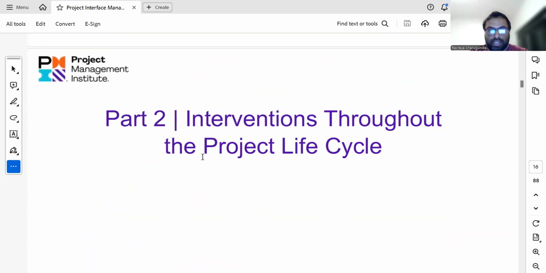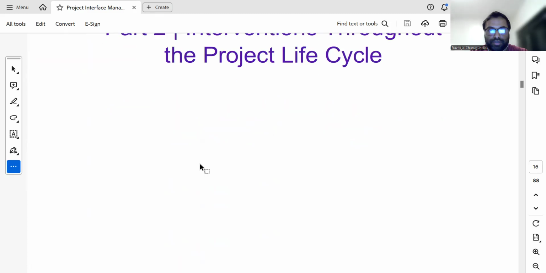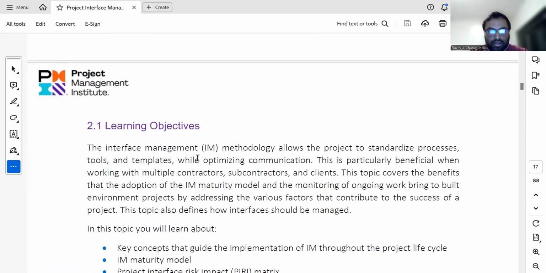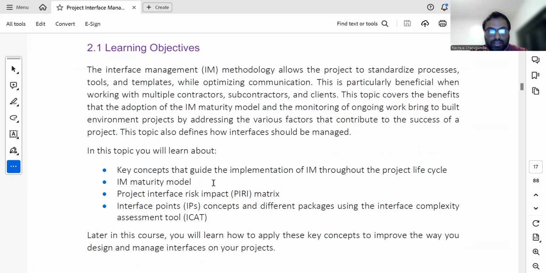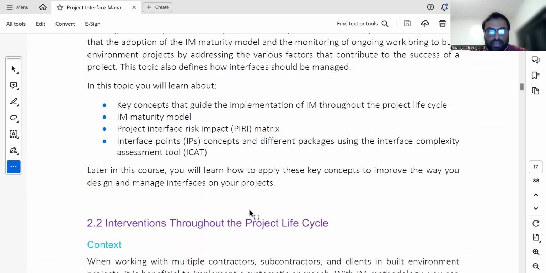And the second topic is the interventions towards the project life cycle. Here we're going to learn about the key concepts that guide the implementation of IM throughout the project lifecycle and the IM maturity model. And these are the two types: the project interface risk management, which we call the PRI matrix, and the other one is the ICAT matrix. So let's get into the topic.